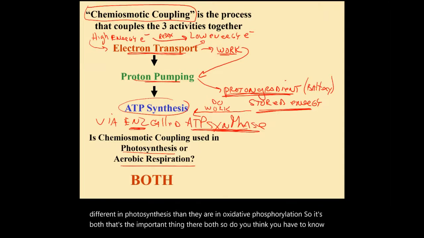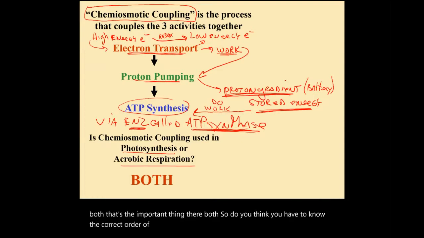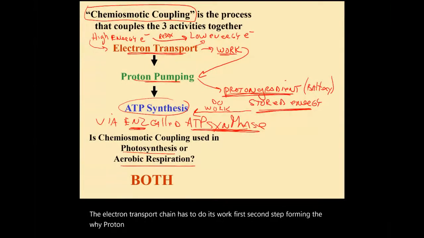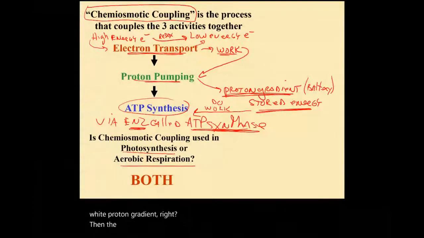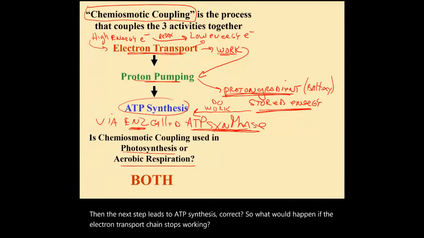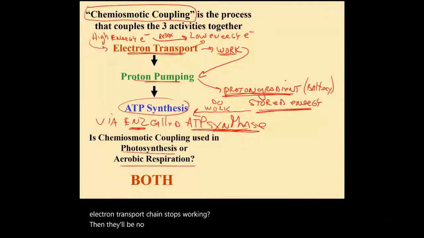So I think you have to know the correct order of chemiosmotic coupling. What has to come first? The electron transport chain has to do its work first. Second step, forming the what? Proton gradient, right? And the next step leads to ATP synthesis, correct? So what would happen if the electron transport chain stops working? Then there'll be no proton pumping, and then there'll be no what? ATP synthesis. You get it?